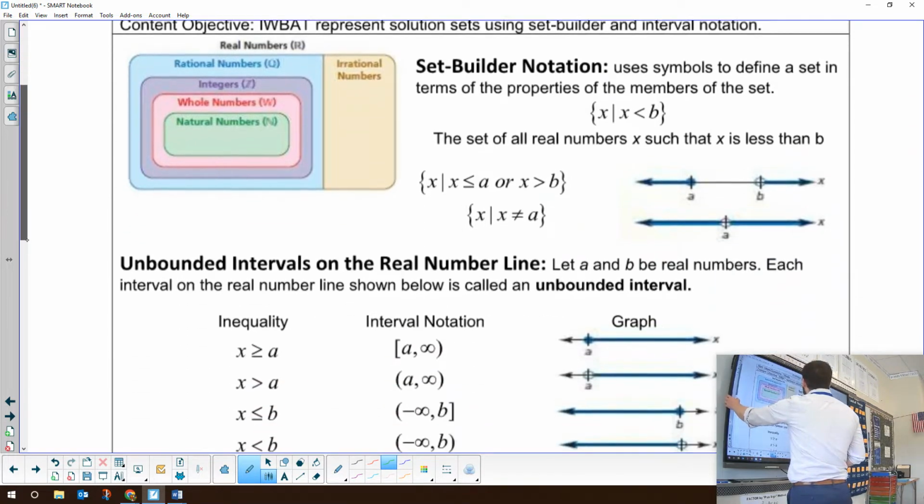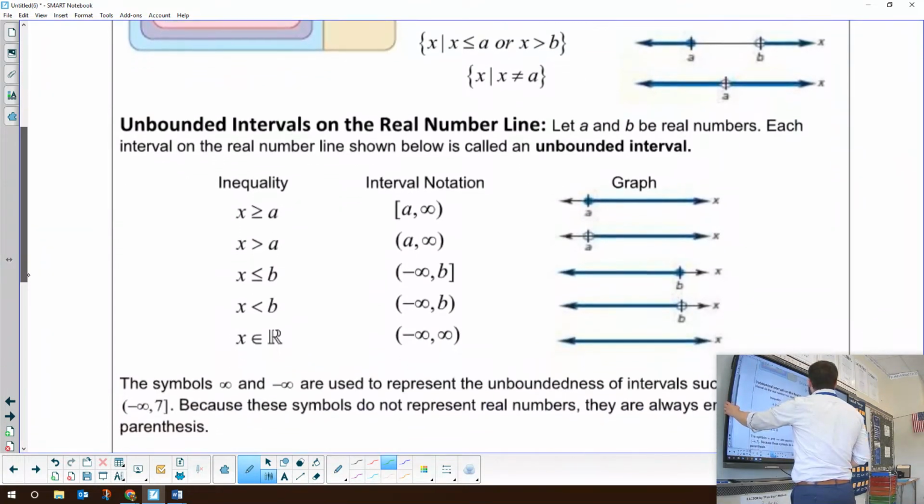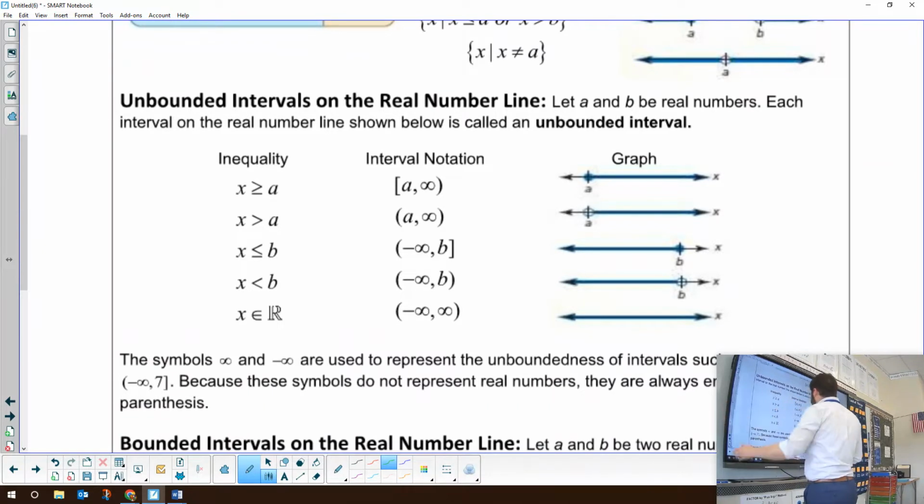So if we take a look here, everyone, as you can see, we can have inequalities. Like we could have x is greater than or equal to a, greater than a, less than or equal to a, less than b, or whatever. Or this symbol represents is equal to all real numbers. So let's break that down here.